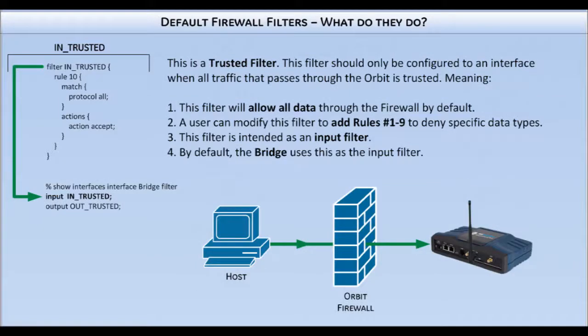Here is a breakdown of the in trusted filter. As mentioned before, this filter should be used on interfaces connected on a local network. It will allow all data to pass through the firewall into the ORBIT, but the user also has the ability to add specific deny rules that will block unwanted traffic. The ORBIT by default has this filter applied to the bridge interface.